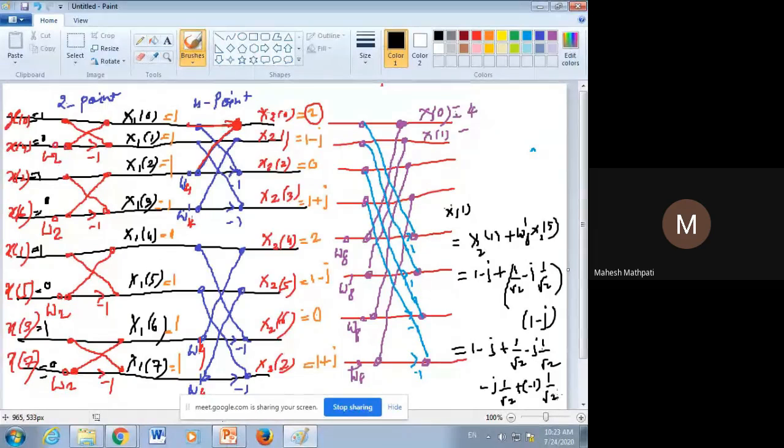So if we simplify this, what answer are we getting? This will cancel, with 1 minus j 2.414. Yes, that's correct. So here we will write the value as 1 minus j 2.414.